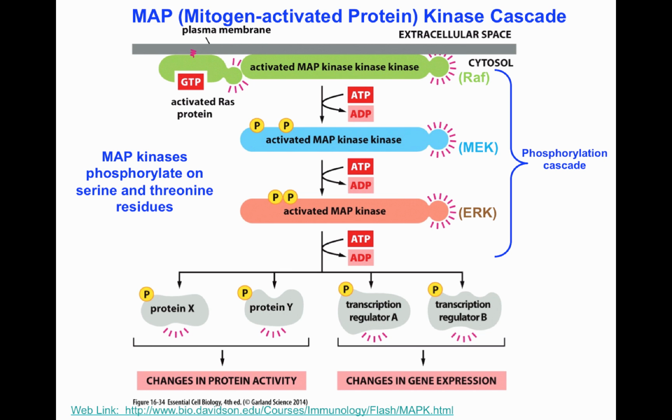Another thing to mention is that those MAP kinases, all 3 of them, MAP kinase kinase kinase, MAP kinase kinase, and MAP kinase, are all serine threonine kinases, and therefore only phosphorylate on serine and threonine residues.